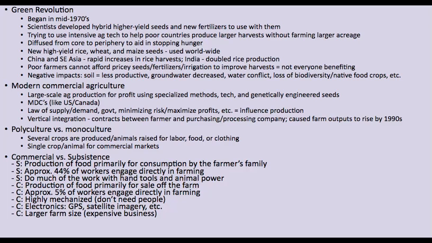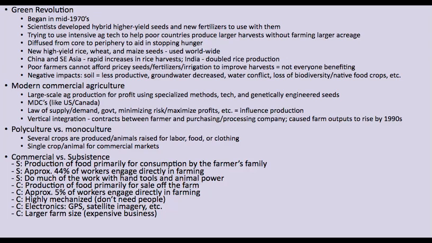Okay. Something that's a little bit of an add-on that might show up, I don't know, you never know, is polyculture versus monoculture. I'm hoping that those prefixes are going to let you know right away. Polyculture is where several crops are produced and animals are raised for labor, food, and clothing. Monoculture is just one. You just pick one thing. Okay. Again, we know that there are two sort of categories for the different types of farming that exist out there.